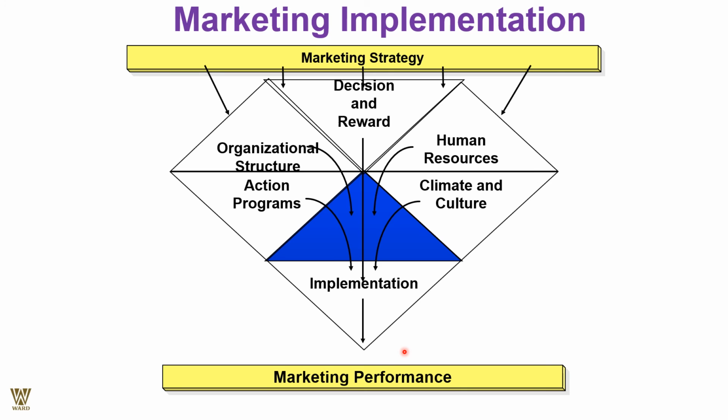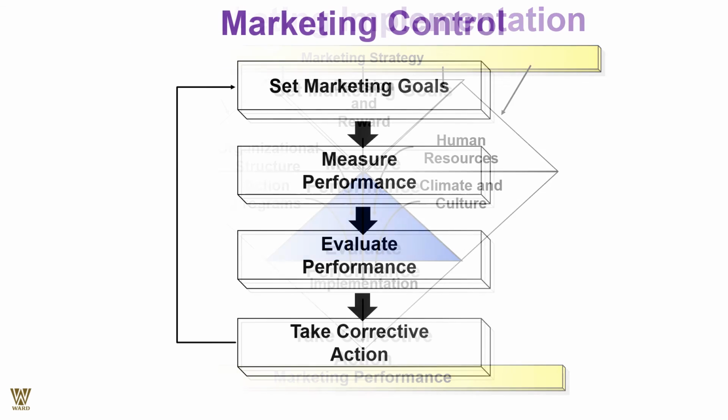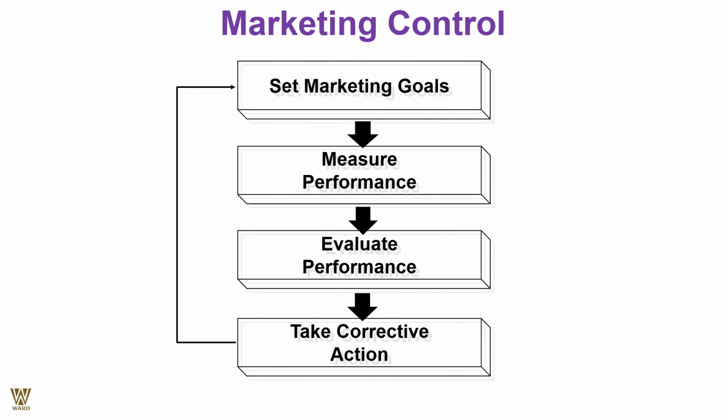The performance can be either positive or negative. In case it is not falling as per your expectation, you have to reevaluate your decisions. You have to reevaluate your structures, organizational plans, the programs, the human resources, the culture, the climate, again and again. This is where the marketing control comes in. Marketing control will tell you whether you are on the right path or not.